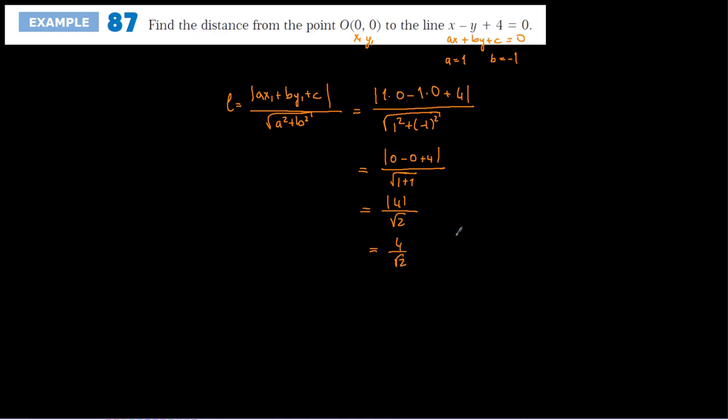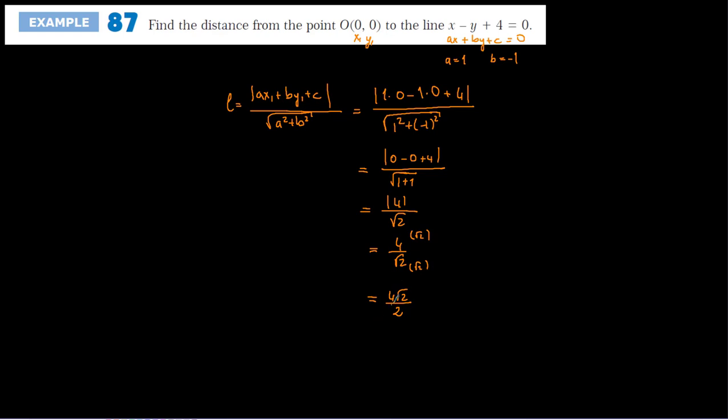But here the denominator is an irrational number. We can make it rational by multiplying the numerator and denominator by root 2. So it's going to be 4 root 2 over root 2 times root 2, which is equal to 2.